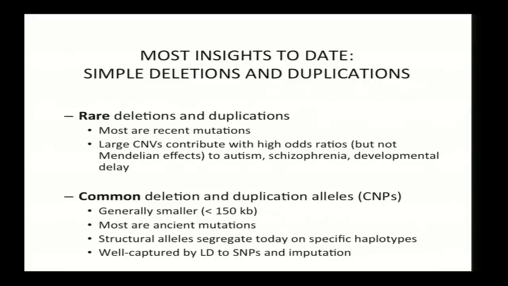And actually, in work that we did over the last several years, we showed that the vast majority of common copy number polymorphisms are segregating today on specific haplotypes, and that you can capture them by linkage disequilibrium to specific SNPs. But this one slide summary about what we know about copy number variation in disease is really not about the whole iceberg of copy number variation. It's about these simple deletions and duplications that you could ascertain on the technology that we've had over the last several years.